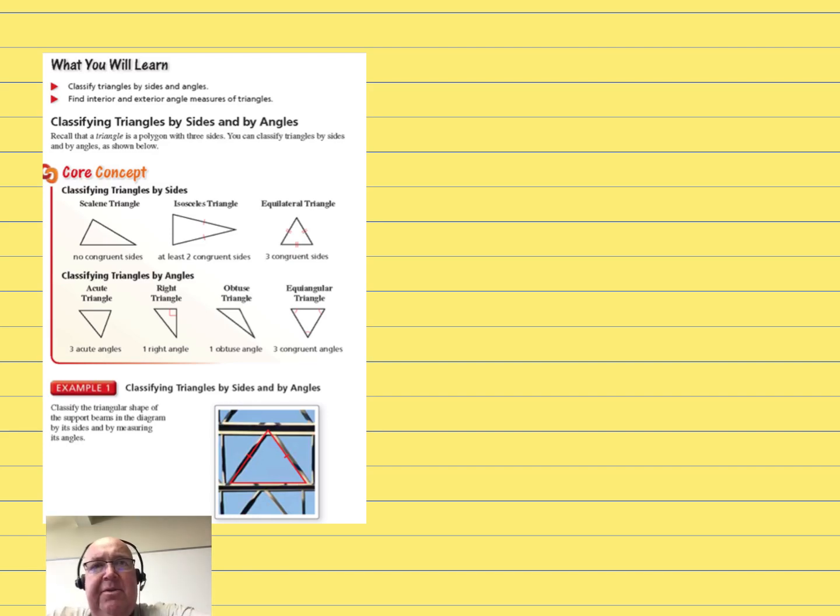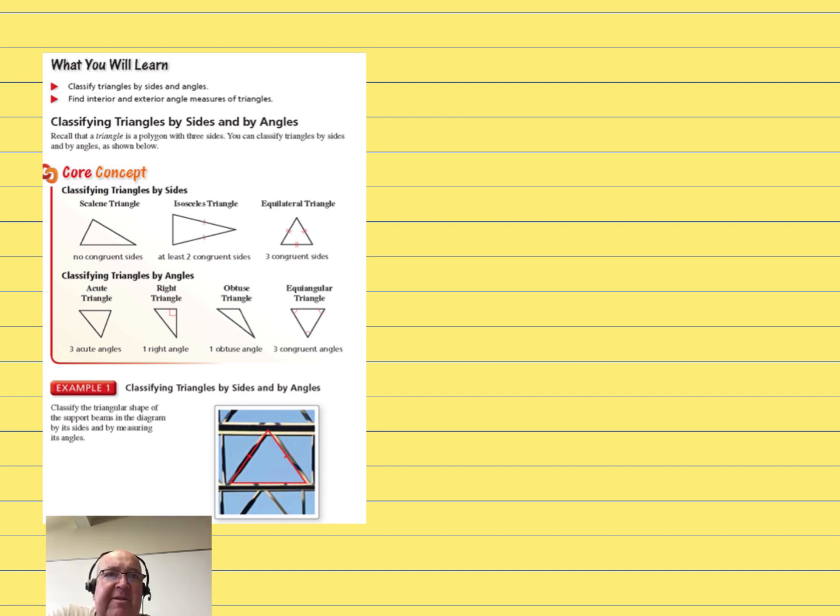Alright, we'll get into chapter 5. It'll be the last chapter that we work with for our online course. We're going to be working with triangles. First off, there's two ways of classifying triangles.